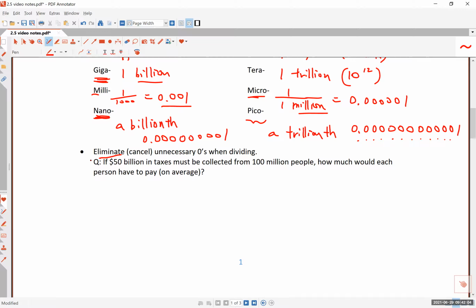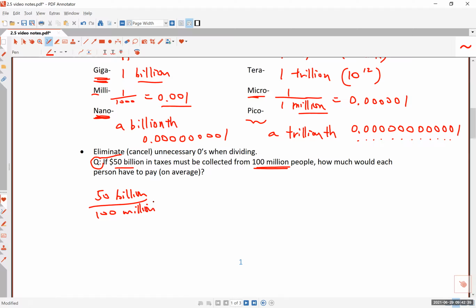Right. So here's a question. Let's say you have $50 billion in taxes collected. So the government has a $50 billion revenue, and it must be collected from 100 million people. If everybody equally pays, then how much would everybody have to pay? 50 billion should be paid by 100 million people. So the answer is, of course, 50 billion divided by 100 million, right?